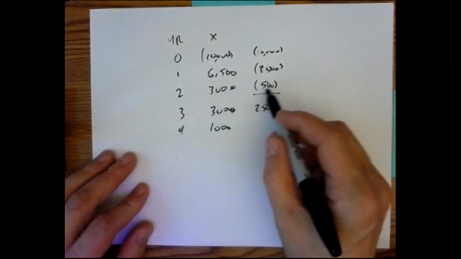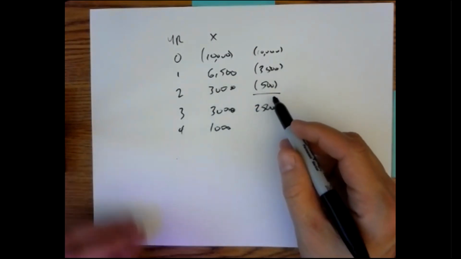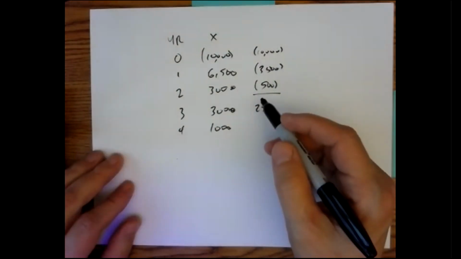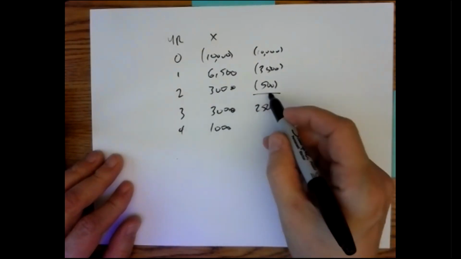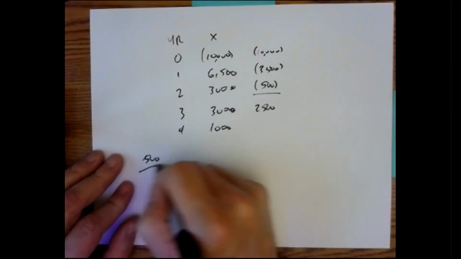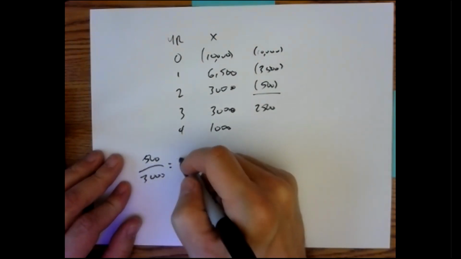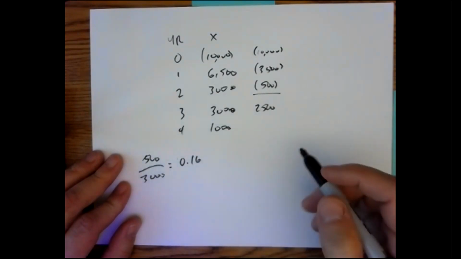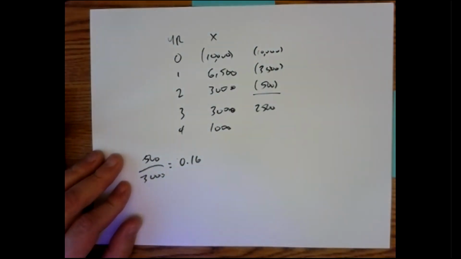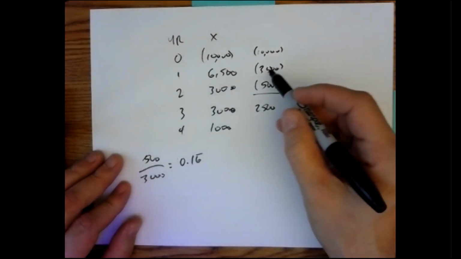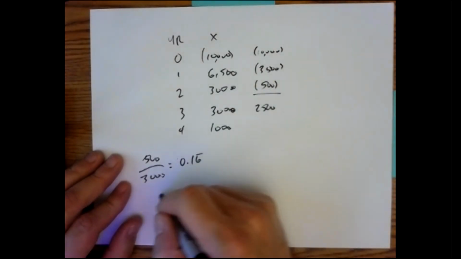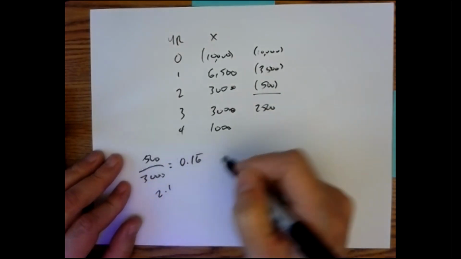If we earn 3,000 in year three, what percent of year three do we spend trying to earn that $500? Well, it's going to be 500 divided by 3,000, which is 0.16, repeating. So then we take the 0.16 plus the 2, and we have a payback period of 2.16 years.